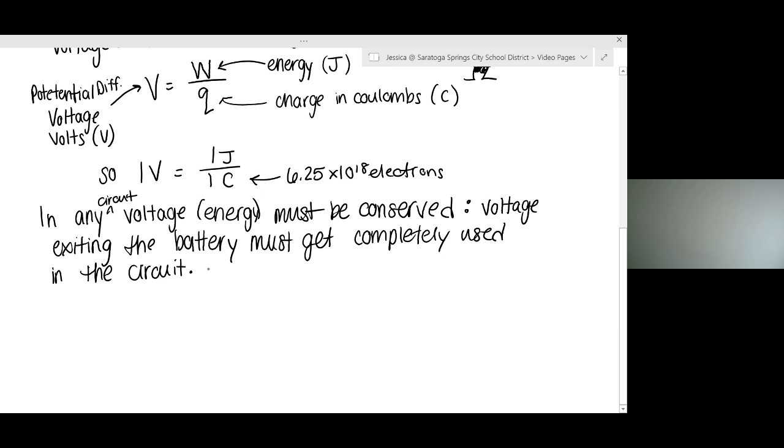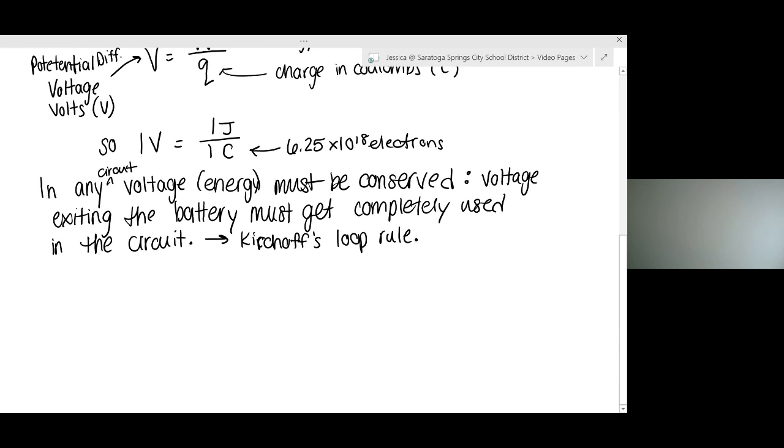Okay, so this is considered Kirchhoff's loop rule. In any loop that you make in a circuit, you have to conserve energy and therefore use up all of the voltage within that loop. It's just a different form of energy conservation for circuits. But if you see something mentioning Kirchhoff's loop rule, this is what it's referencing.